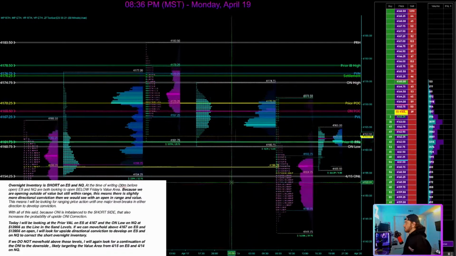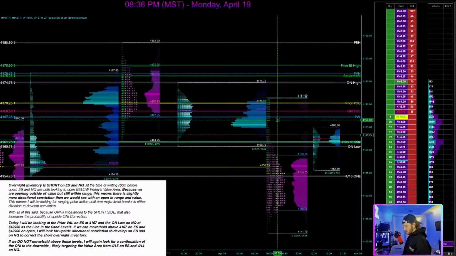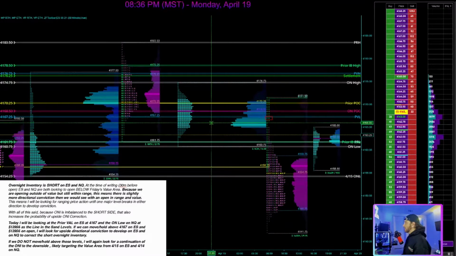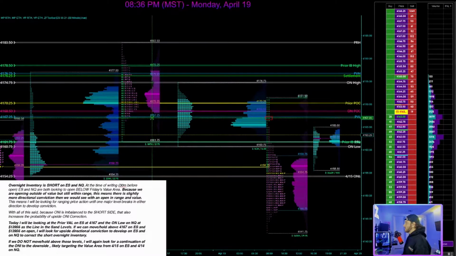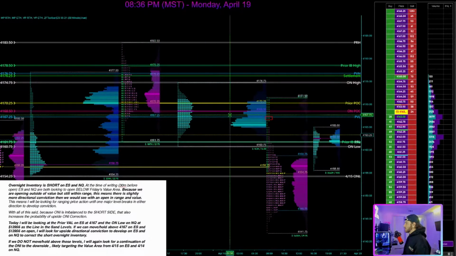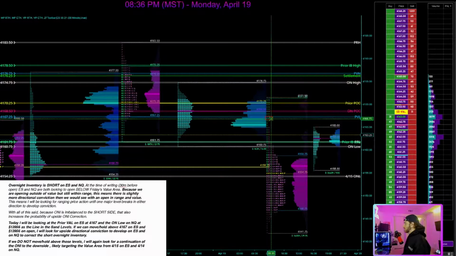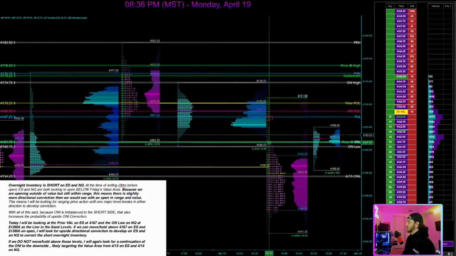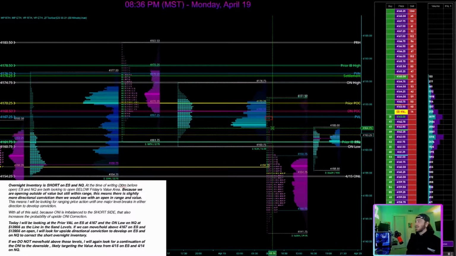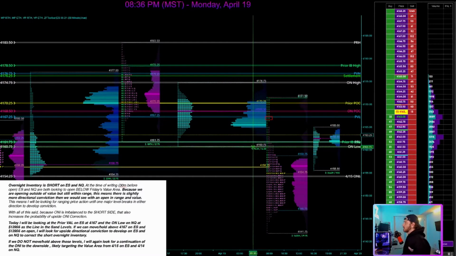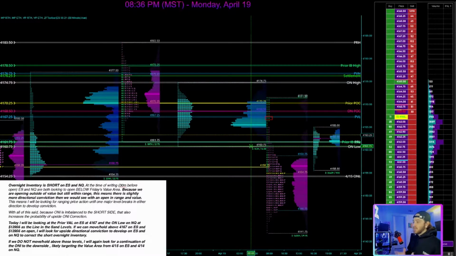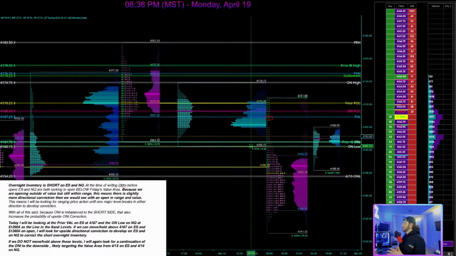And then going over to ES, same thing. You can see here is the open, and we opened right outside of value. Value area low from Friday was 4167, and we opened right around 4166, okay? So with ES, we had basically very little directional conviction until we got that push below the lows. So that's why I was looking at, as you guys will see, the line in the sand as 4167.